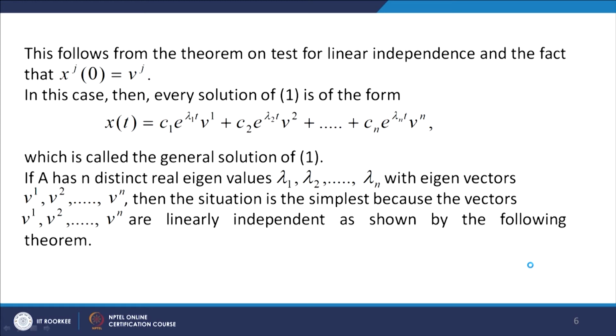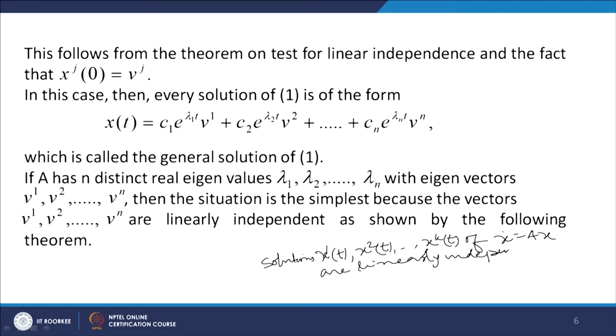Now, this follows from the theorem on test for linear independence. If you remember, we said in the last lecture that the k solutions x1(t), x2(t), xk(t) of x dot equal to Ax are linearly independent if and only if x1(t naught), x2(t naught) and so on xk(t naught) are linearly independent vectors for some suitable value of t equal to t naught.